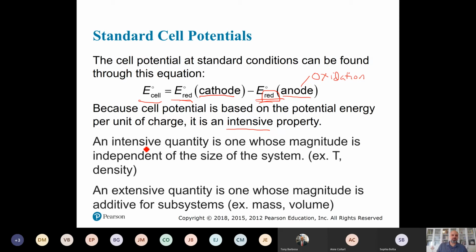And then let me go through what this means, right? An intensive quantity is one whose magnitude is independent of the size of the system. For example, temperature, density. Temperatures and densities don't change just because you have more of a substance. The same thing goes for cell potentials. Cell potential stays the same no matter how much of that you have. Whereas an extensive quantity is one whose magnitude is additive for subsystems, right? Mass. The more of a substance you have, the larger its mass, right? The more of a substance you have, the larger its volume. So directly correlative. They're extensive properties.